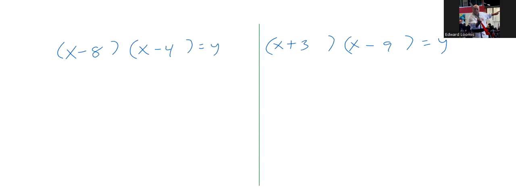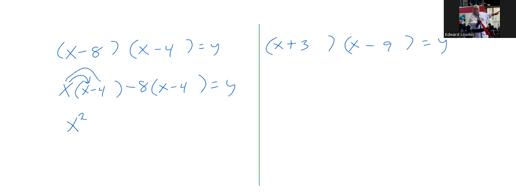Okay, so I'm going to take the first parenthesis, x and negative 8, and I'm going to break it apart. I'm going to take the second parenthesis and put it with both of these. So it's going to be x minus 4, x minus 4. All I need to do now is distribute. x times x is x squared. x times 4 is 4x. Positive times negative is negative. It's the second set of parentheses.